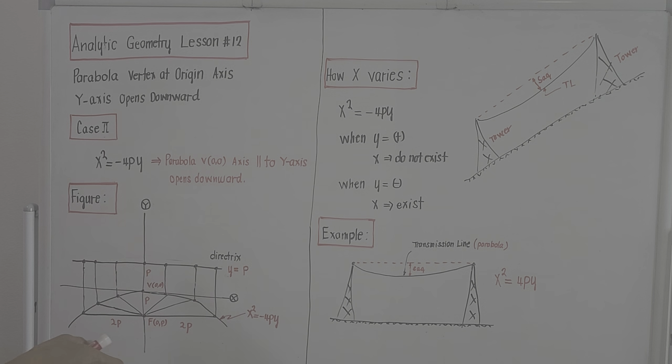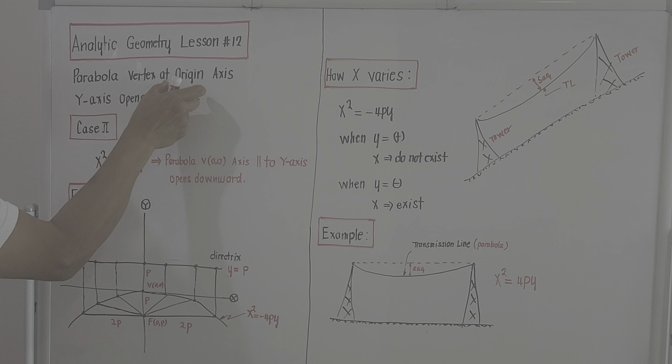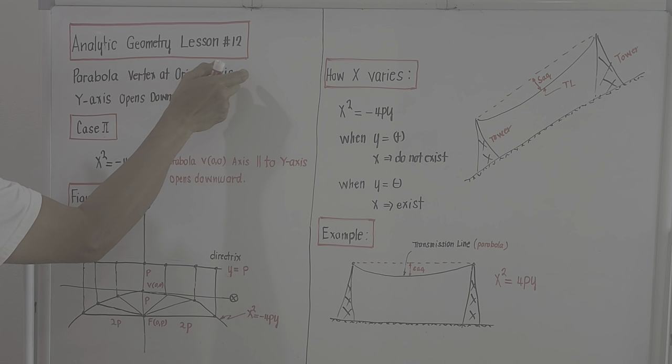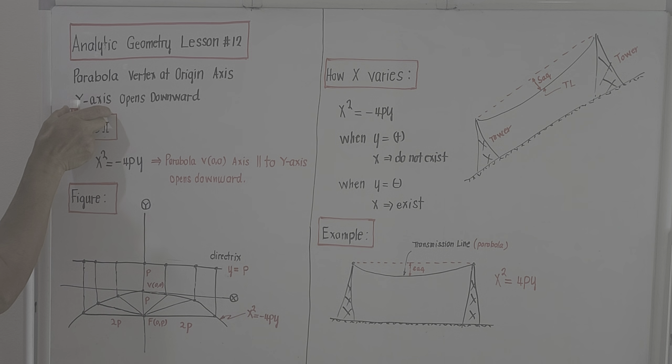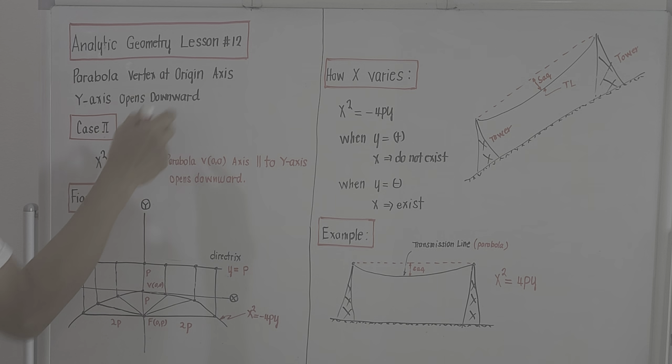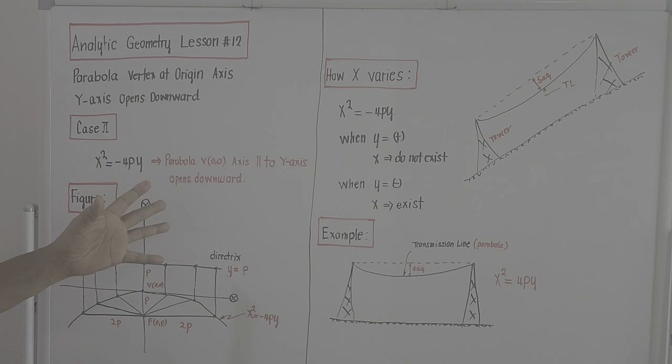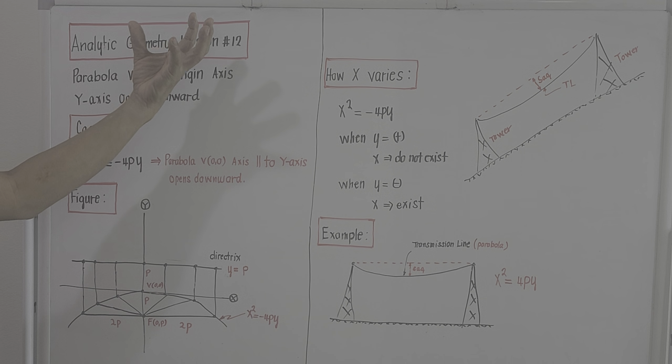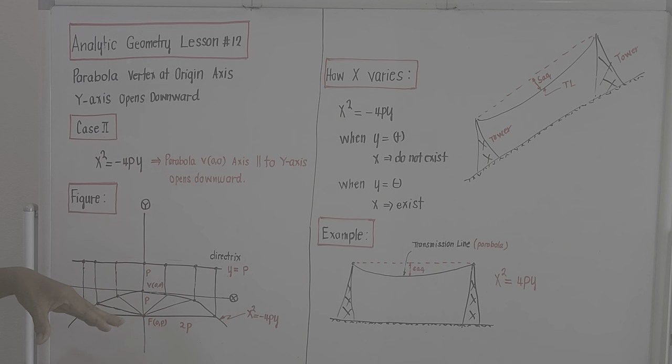And the title of the topic will be Parabola, vertex at the origin, axis is the y-axis, open downward. This is actually case number 2. Lesson number 11 and number 12 are actually the same. For lesson number 11, it's a parabola that opens upward. For lesson number 12, it's a parabola that opens downward.